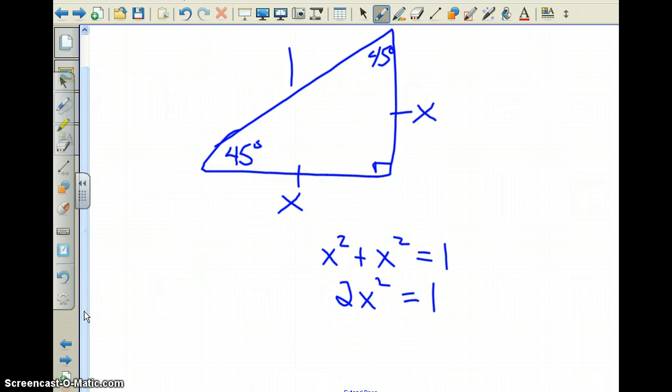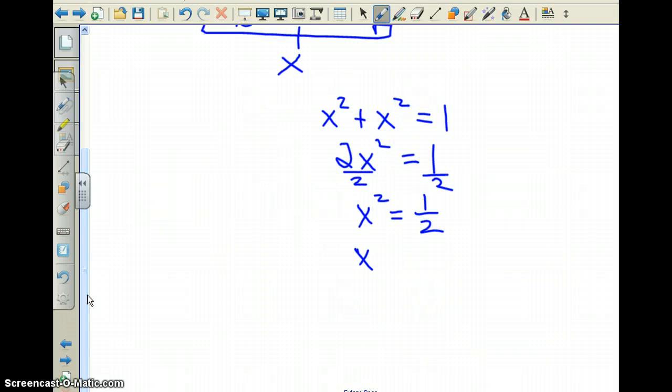Solving this for x, I will need to divide both sides by 2. So that will give me x squared is equal to 1 over 2. And then I will square root both sides. So I'll get x equals the square root of 1 divided by 2. Now, having this fraction underneath that radical is pretty nasty, so we can actually split this up into a square root of the top and a square root of the bottom. So square root of 1 divided by square root of 2.